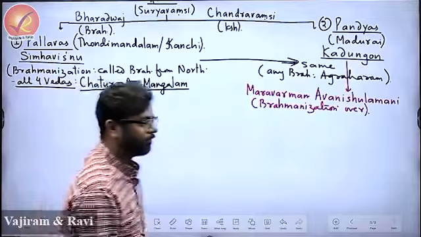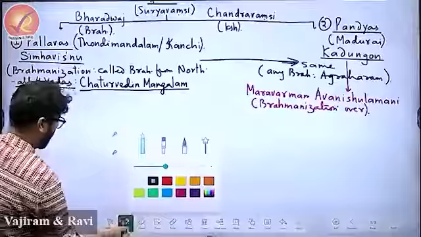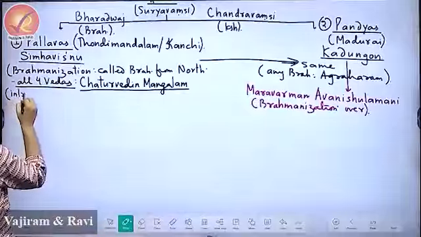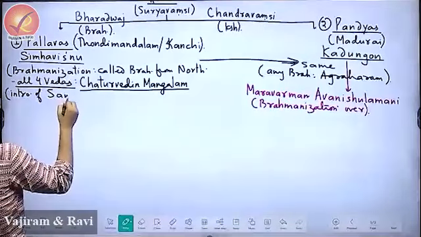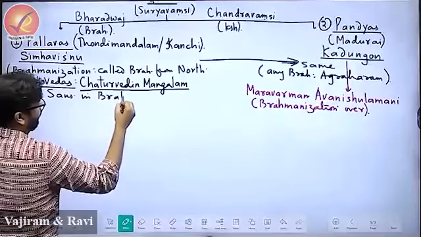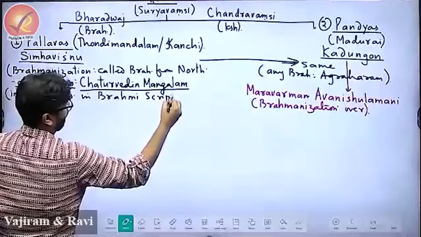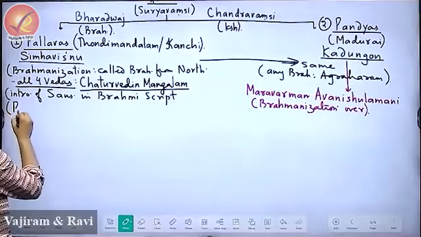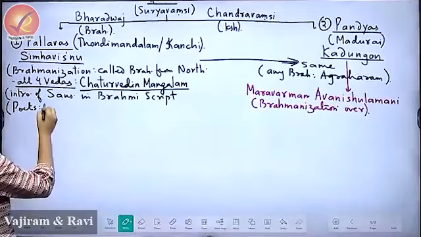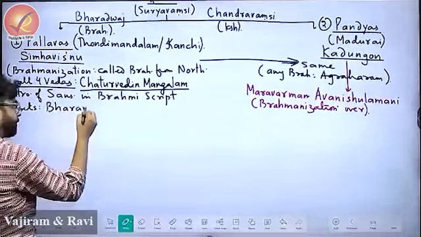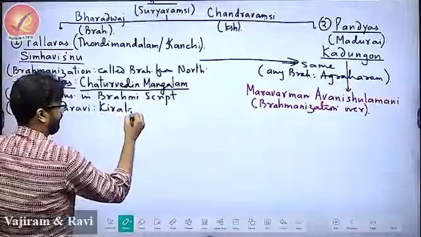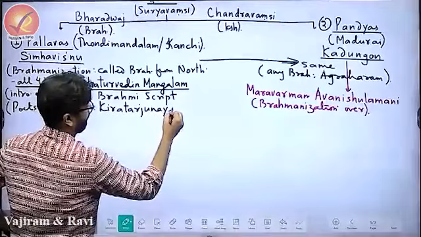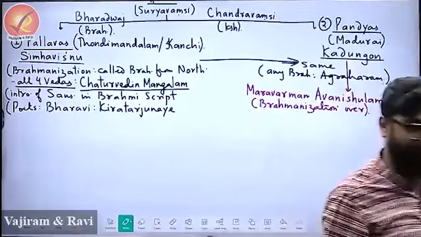But here lied the problem. Simha Vishnu called all the Brahmins, which means it led to the introduction of Sanskrit in Brahmi script. Sanskrit comes to south. That is one of the reasons for the decline of the Sangam literature. Number two, since there were many Brahmins who could speak Sanskrit, now there were many poets who were writing in Sanskrit. For example, Bharavi, the writer of the famous Kirat Arjuna, a story coming from Mahabharata.